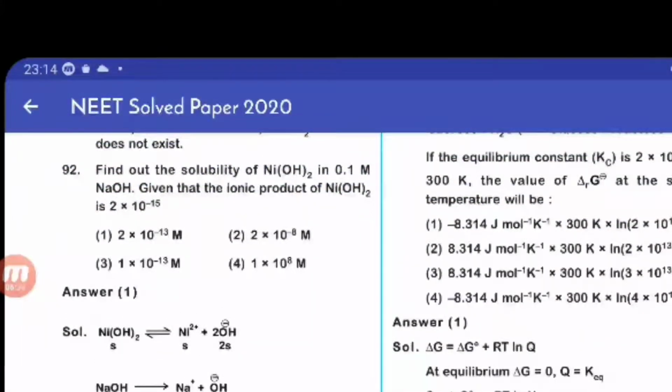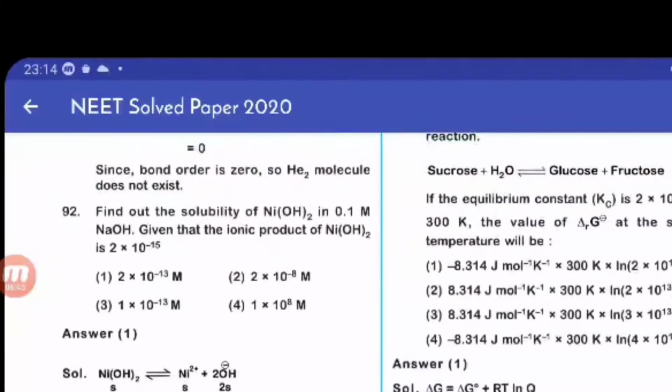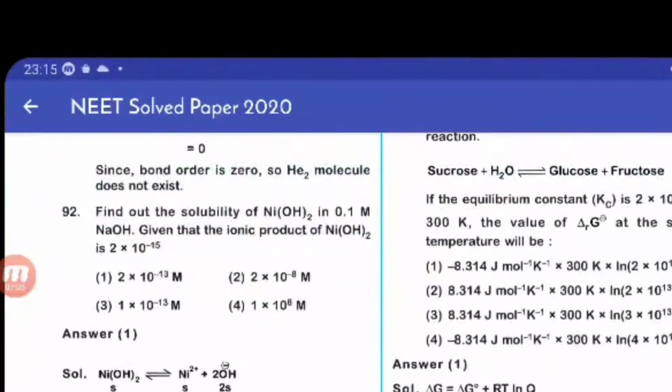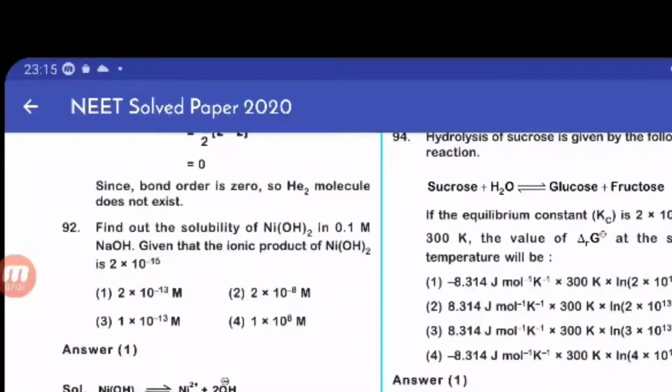So we can do this by a little faster method, because options 3 and 4, ln 3 and ln 4, get cancelled by elimination, because the equilibrium constant value is 2 into 10 to the power 13. Now out of 1 and 2, the reaction will be spontaneous only if delta G is negative. So delta G has to be negative. So the first will be the right answer.